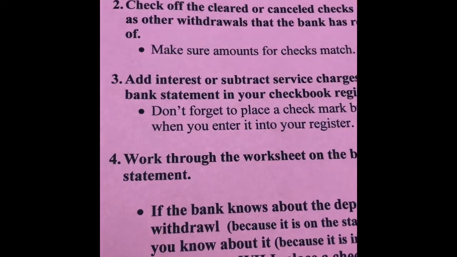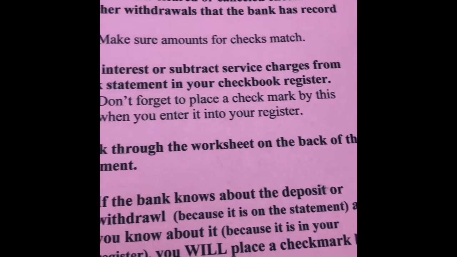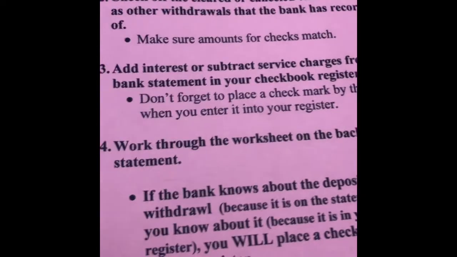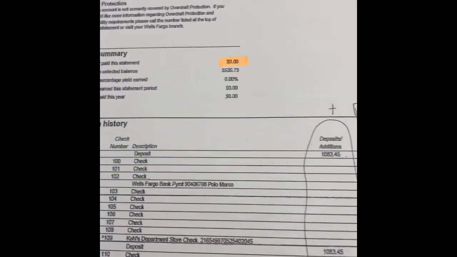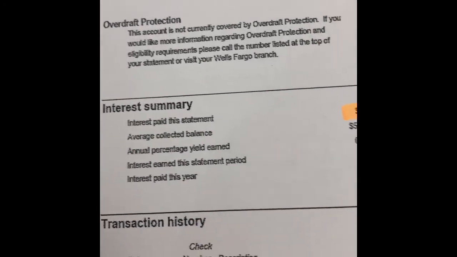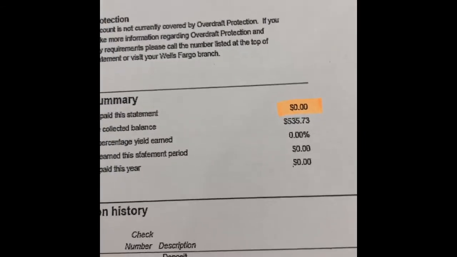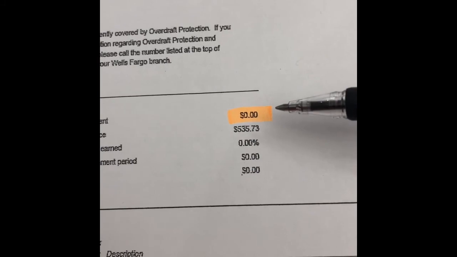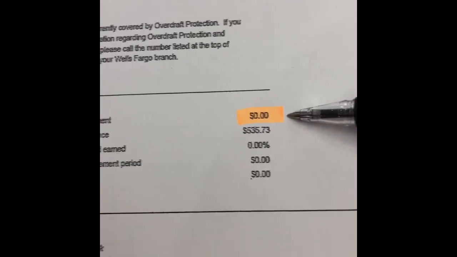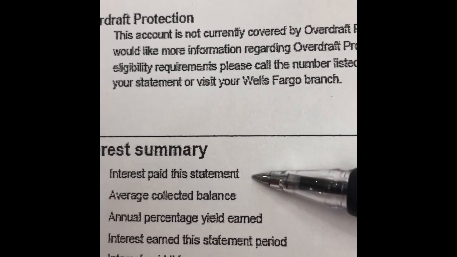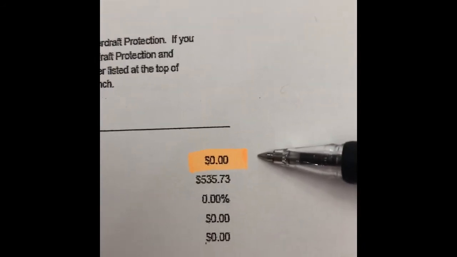Step 3 says add interest or subtract service charges from your bank statement in your checkbook register. All right, if we come back to this second page and look under interest summary, it tells us if they paid us any money, if we had any interest paid this month. And did we? No. Remember, we're looking only at interest paid this statement.